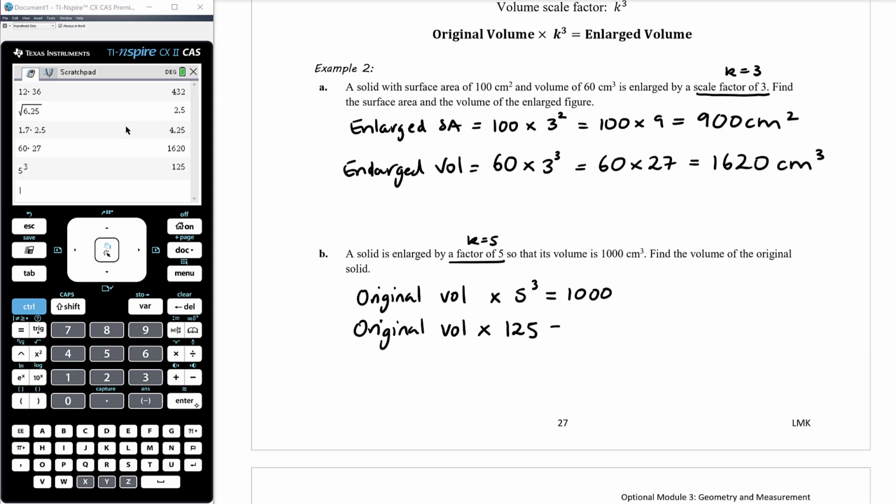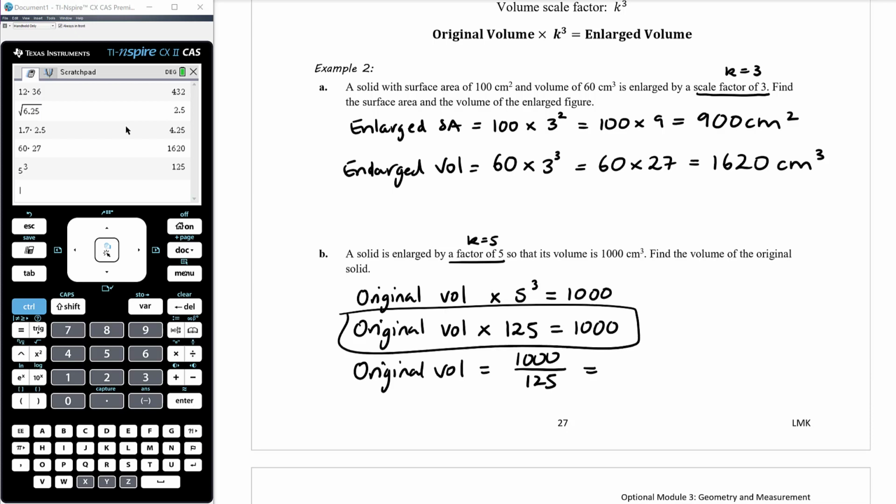So original volume multiplied by 125 gives 1,000. So that means that the original volume is going to be 1,000 divided by 125. If you need your CAS to solve this for you, if you're not very comfortable with the algebra, fine, k times 125 equals 1,000, or x times 125 equals 1,000, and solve for x. The original volume is 8.